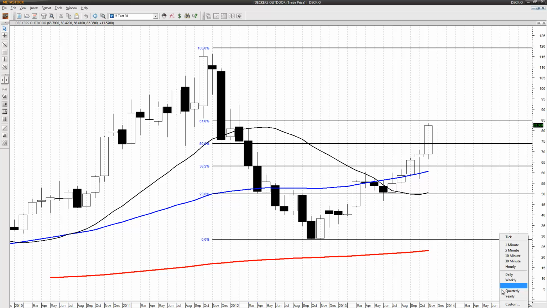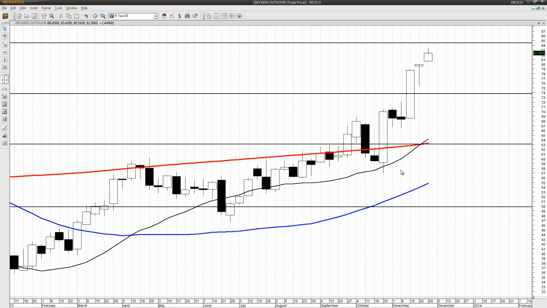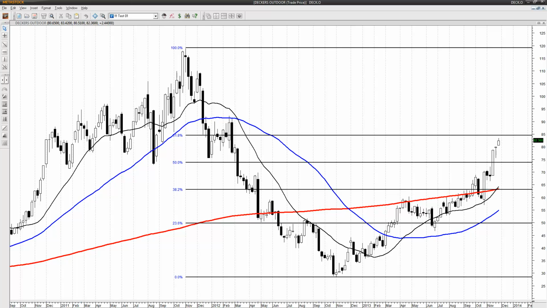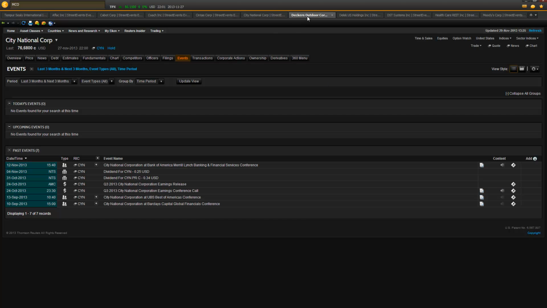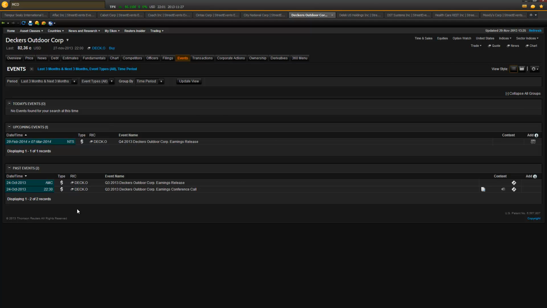It doesn't matter if you change it to weekly, the level is going to be the same, because you're measuring it from one peak to a trough. Okay, Deckers, any earnings? No earnings for Deckers.